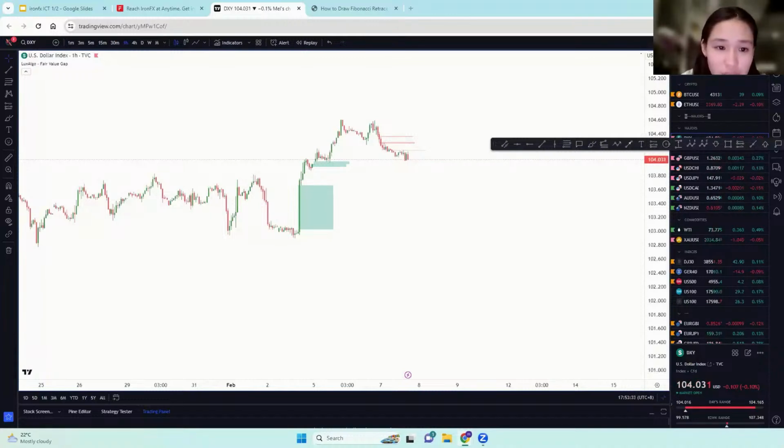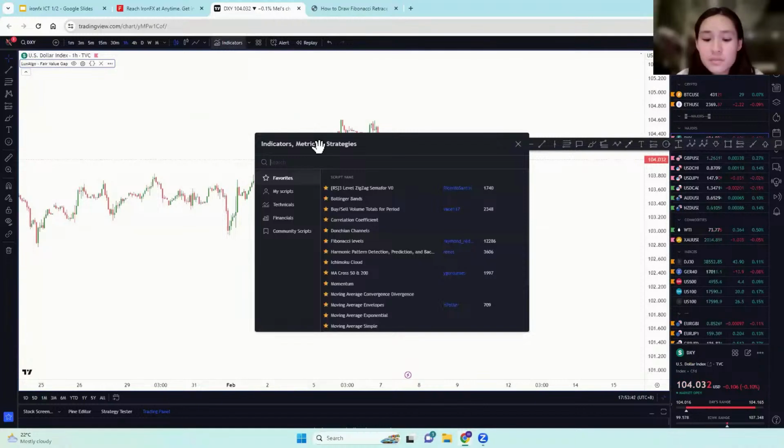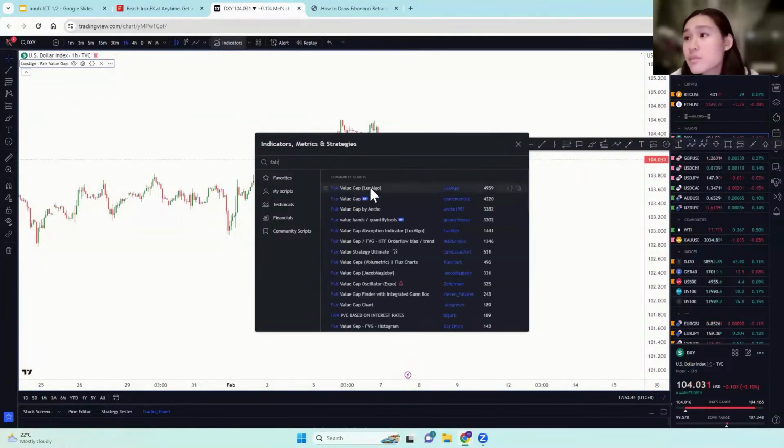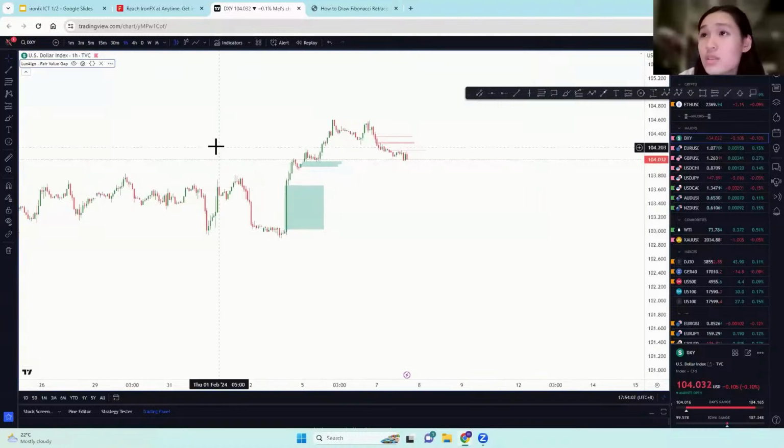So the one that we use is the LuxAlgo one, this one here. This automatically helps you to find FVGs on any time frame, and it will help you to highlight the level as well.